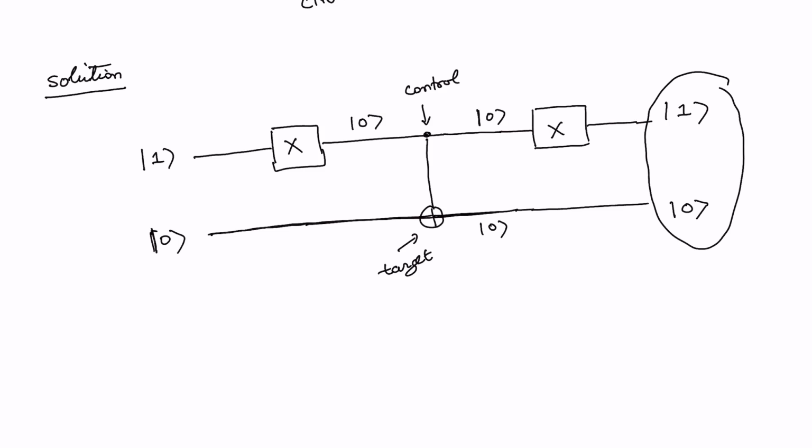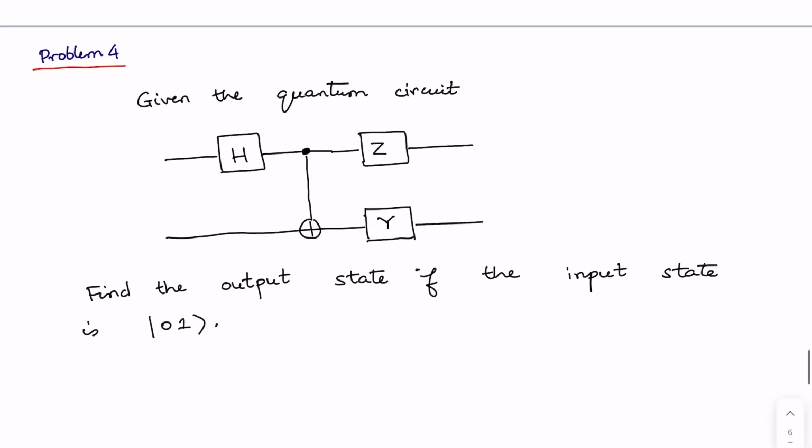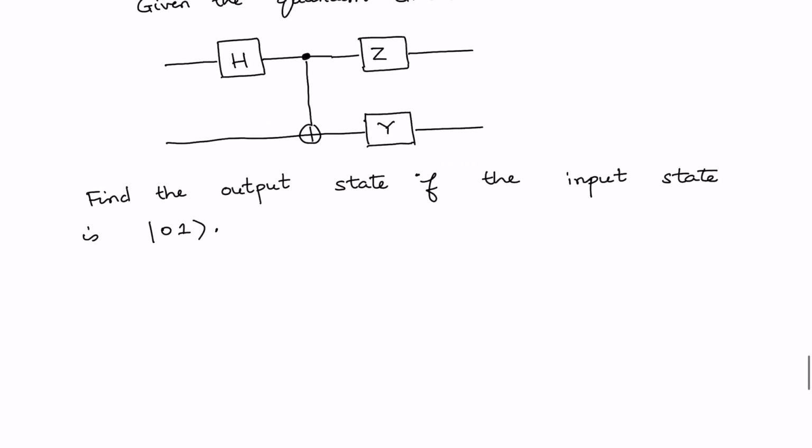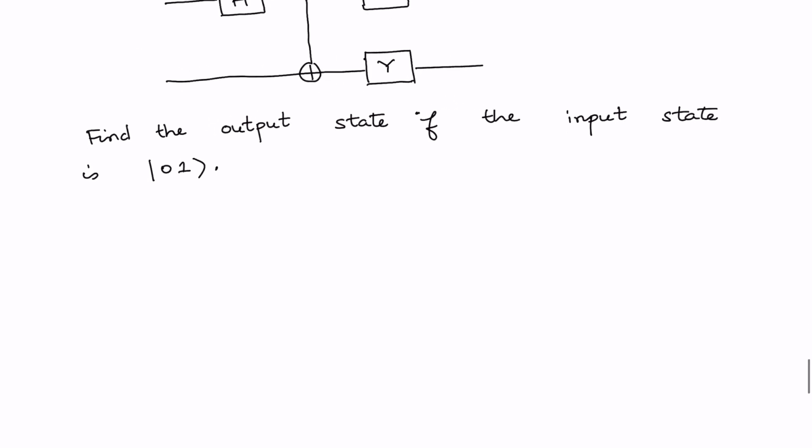Okay, so now let us do another problem. Given the quantum circuit, find the output state if the input state is |01>. You see here that this quantum circuit actually has 4 gates. One is the Hadamard gate, followed by the CNOT gate, and then you have a Z gate and a Y gate. I will explain what the Z gate and the Y gate are. So let us solve this problem.